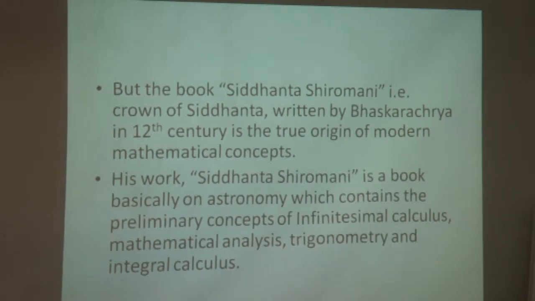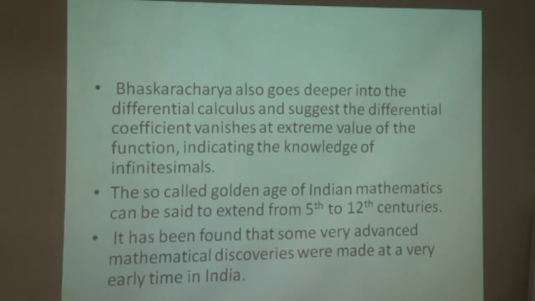His work Siddhanta Shiromani is basically a book on astronomy, which contains the preliminary concepts of infinitesimal calculus, mathematical analysis, trigonometry and integral calculus. Bhaskaracharya also goes deeper into differential calculus and suggests that the differential coefficient vanishes at the extreme value of the function, indicating knowledge of infinitesimalism. The so-called golden age of Indian mathematics can be said to extend from the 5th to 12th centuries. Some very advanced mathematical discoveries were made at a very early time in India.